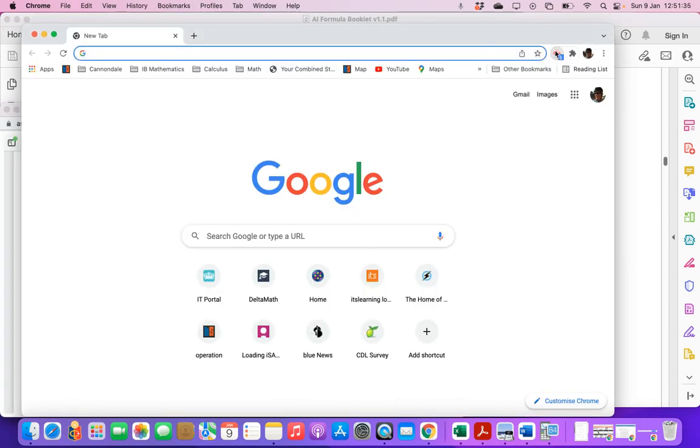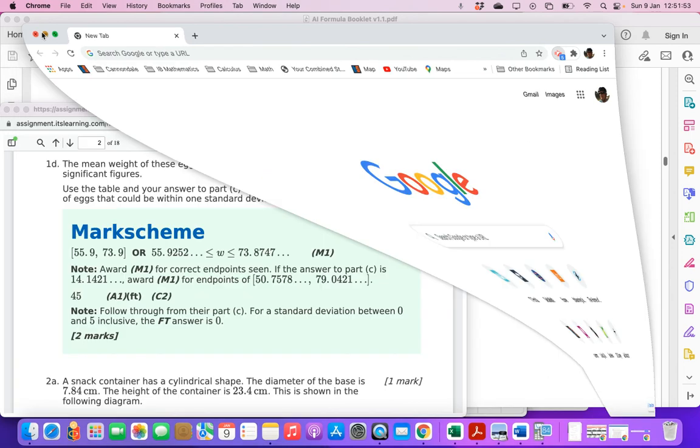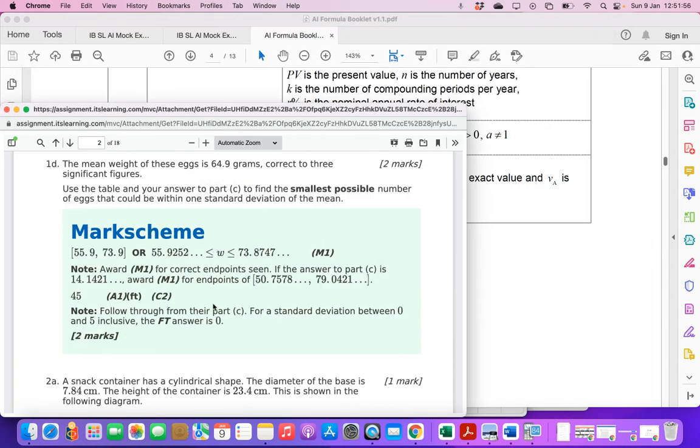And that concludes paper 1. You can check the mark scheme on its learning. Here it is, the mark scheme.